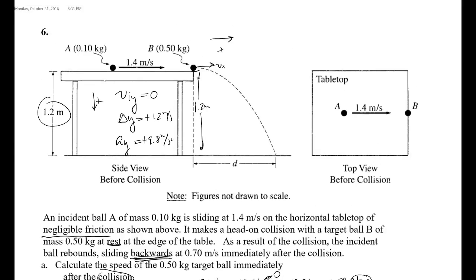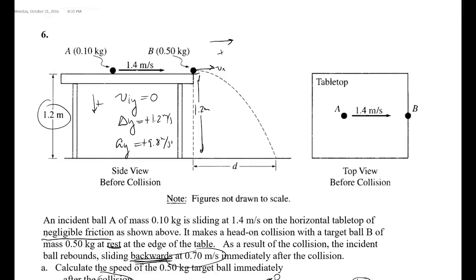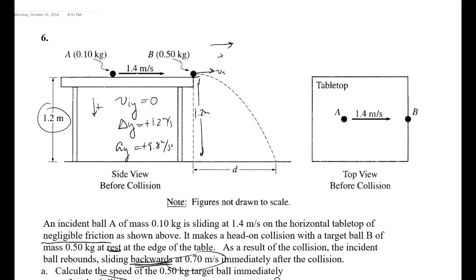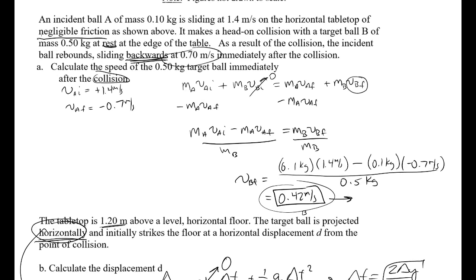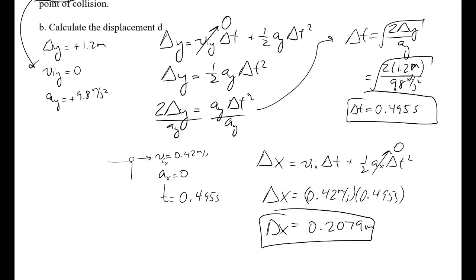Now, what would also be kind of cool is that we know it bounces back at 0.7. We could also figure out how far A will land from the table, because we know its initial velocity is 0.7 in the opposite direction. So we could also do that too. But basically, for part A, we get 0.42 meters per second, and for part B, I got a distance of 0.2079 meters.